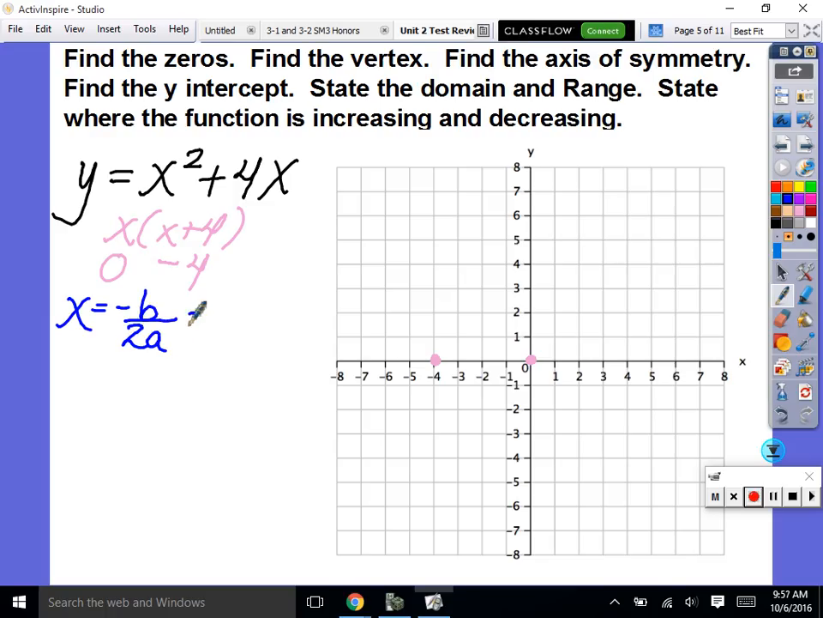So look, that's also what we get here. Negative b, isn't this b? Ax squared plus bx plus c. So b is 4, right? So negative 4 all over 2 times a. A is 1, so 2 times 1. So do you see how we get negative 4 over 2, which is negative 2? So do you see how we get negative 2 just 2 different ways? So that's what I'm going to draw in next, my axis of symmetry.